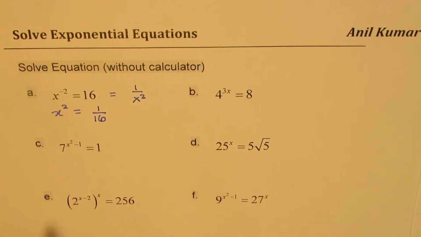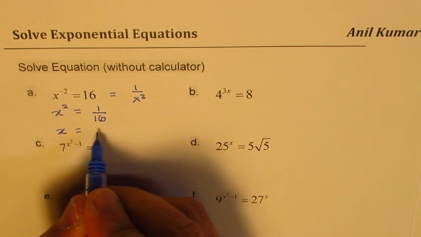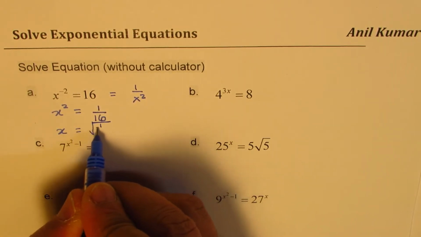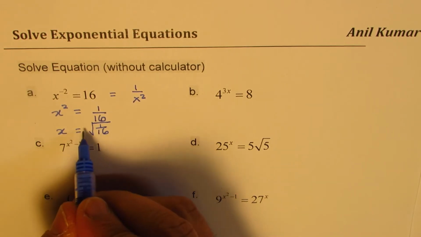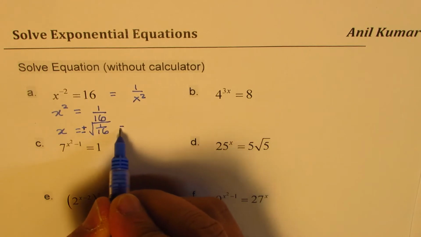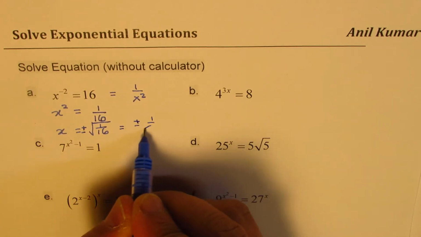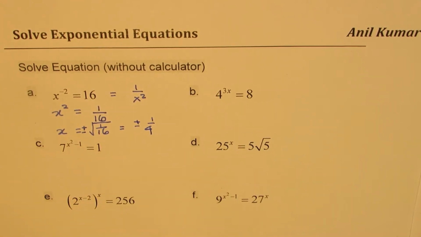So what is x equal to? x is equal to the square root of 1 over 16. Now whenever you take a square root, you should do plus and minus, correct? So that gives you plus minus 1 over 4 as your answer.